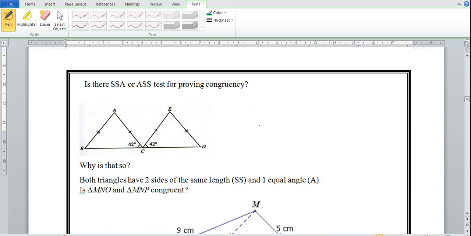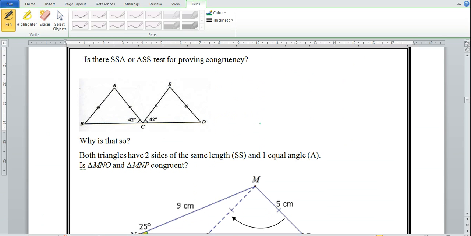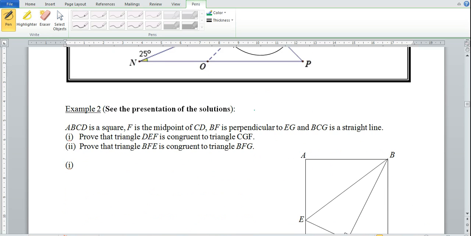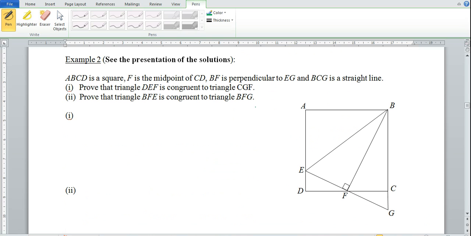Okay, so this portion is already included in the first video on why SSA or ASS is not possible, so please refer to the first video. Okay. Now let's look at the second example on a more complicated diagram on how we can prove that the triangles within the diagrams are congruent.